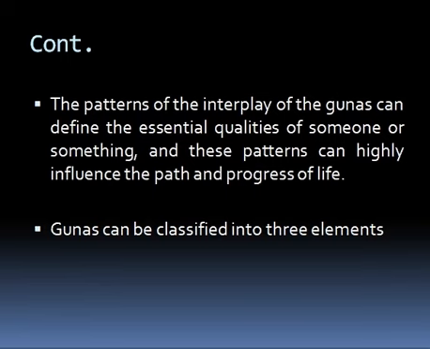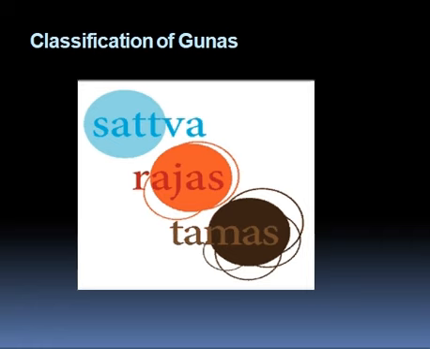Gunas basically represent the pattern of interplay which defines the essential qualities of someone or something, and they help every human being to take decisions which are more balanced, more real. As we can see, gunas can be classified into three major elements or components, which are to be seen on the picture as Sattva, Rajas, and Tamas. If we focus on the picture, we find that Sattva seems to be more simple as compared to Rajas and Tamas. The picture denotes Rajas and Tamas to be more complex than Sattva.